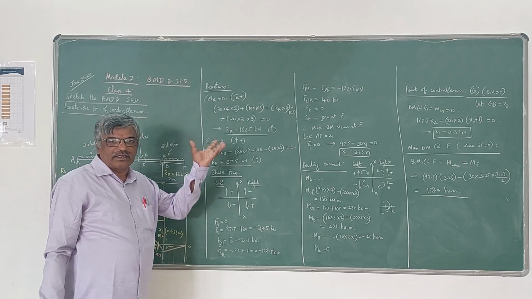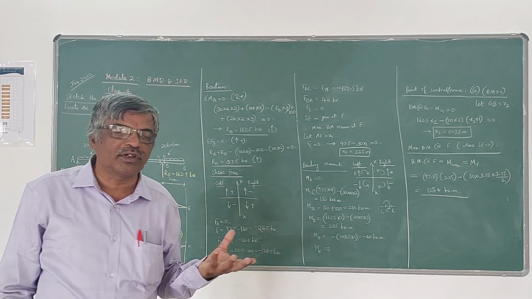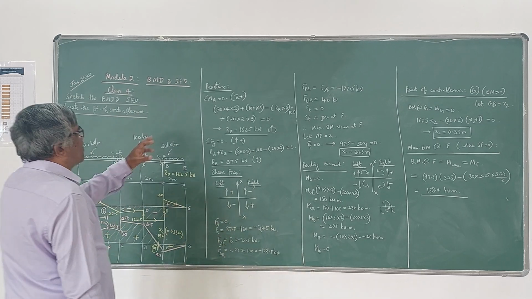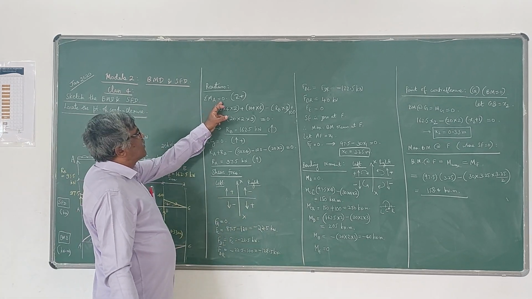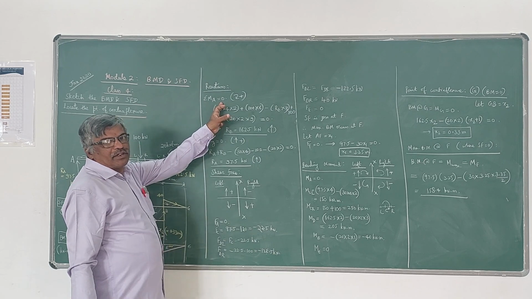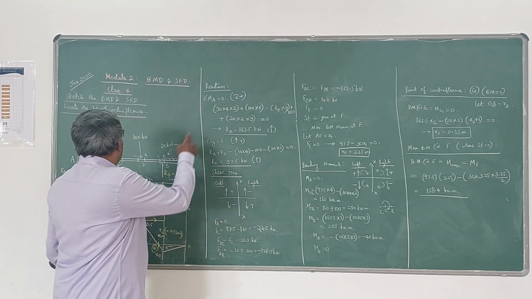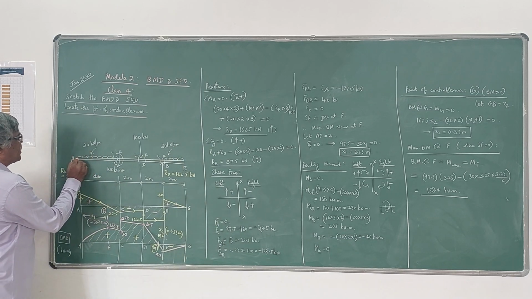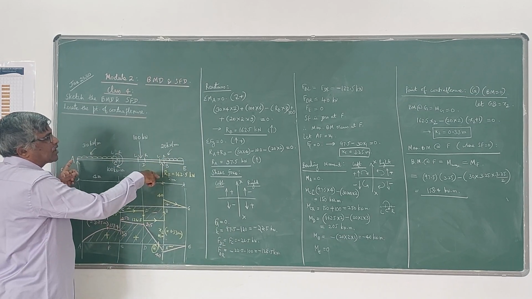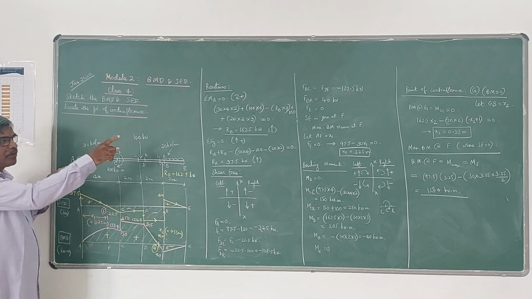So we have two reactions, therefore we need two equilibrium equations. The first one is, I am taking the moment equation, sigma MA is equal to 0. When you are using this equation, we have to take clockwise moments positive, anti-clockwise negative. So we have to take the moments of all these forces including reactions about the point A and equate it to 0.